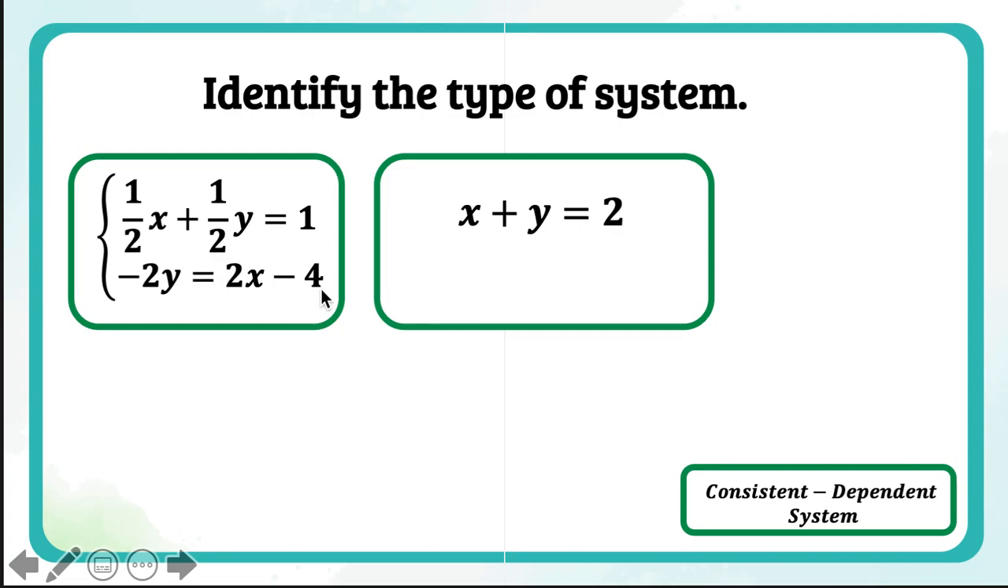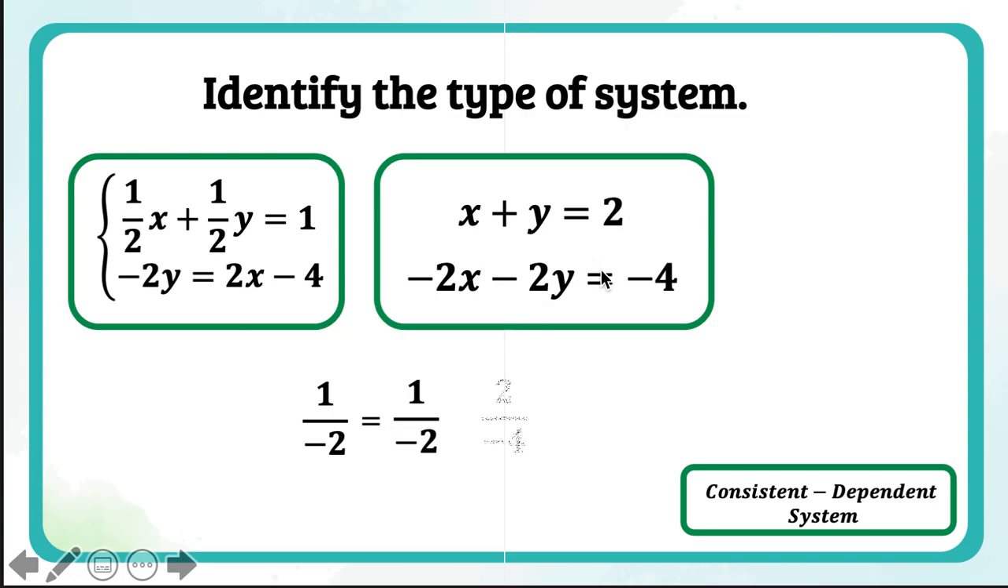And then just simply rewrite your second equation into the standard form by transposing 2x on the other side. So that will be negative 2x minus 2y is equal to negative 4. And then write the coefficients here. So we have now 1 over negative 2, which is negative 1 half. And then the next one is also 1 over negative 2. So they are equal. And then last one, 2 over negative 4, which is also equal to negative 1 half. So they're all equal. So therefore, the type of system is consistent dependent system.